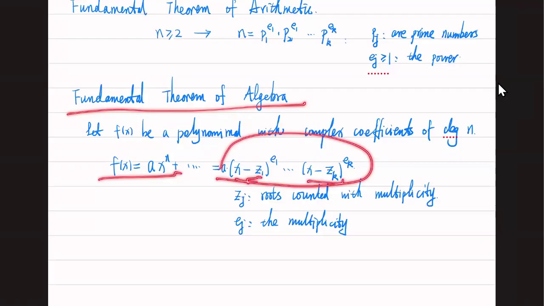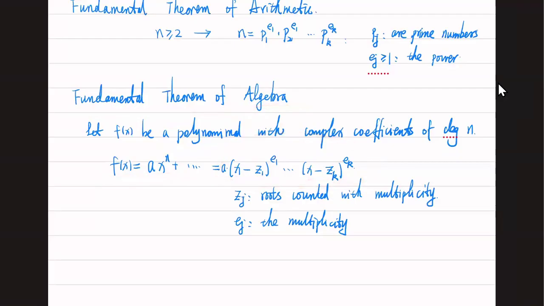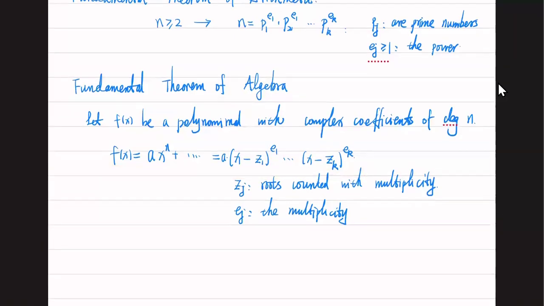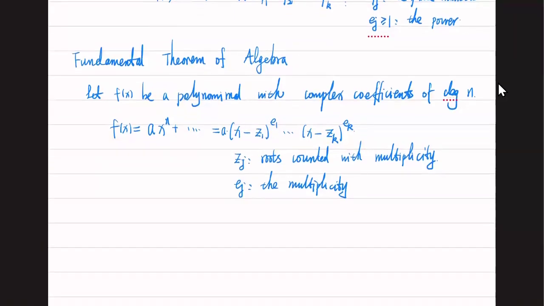If there's a repeated root, then we have this multiplicity. If no repeated root, this will be one, and we have a simple product. Now we'll give another version of this. If we start with real coefficients, we want real factors. So the real number version.